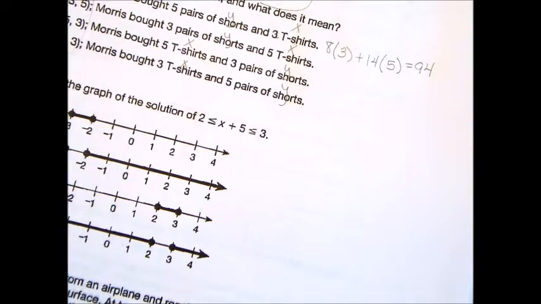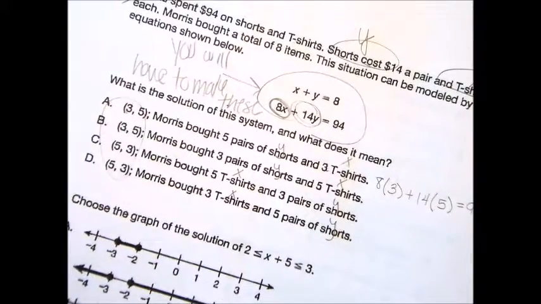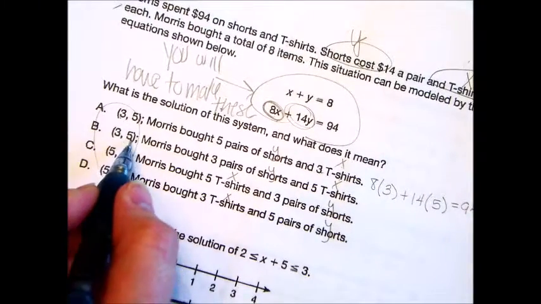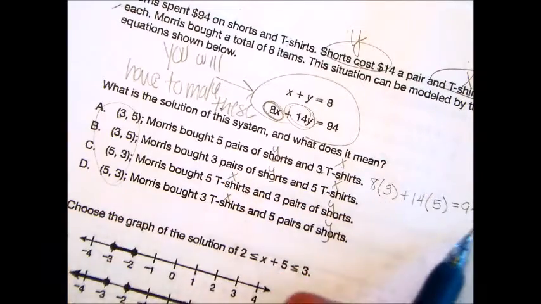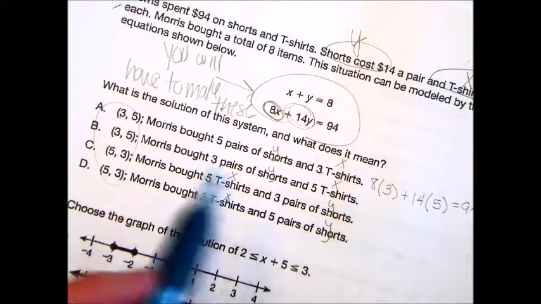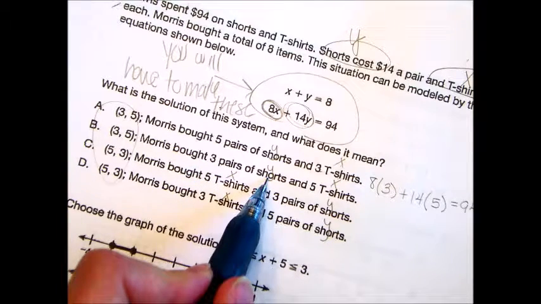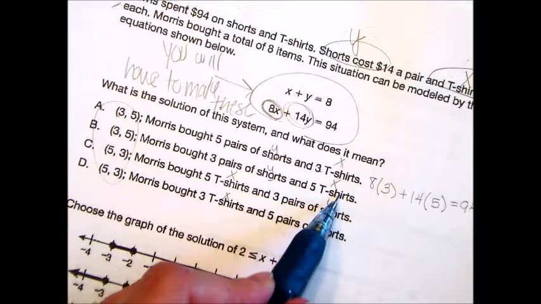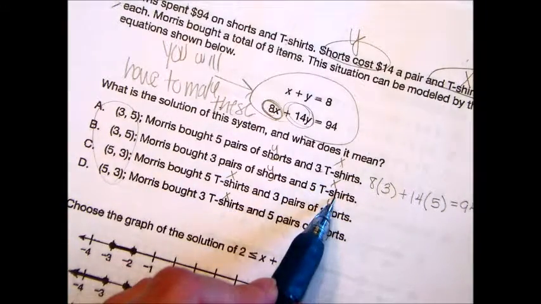Now let's talk about why B is wrong, because B might be kind of sneaky. Do you see how they say 3 this, and then it says 3 pairs of shorts? Because you would think, oh, that plugs into my formula too. But 3 is not shorts. 3 is t-shirts. So they switched these on you.